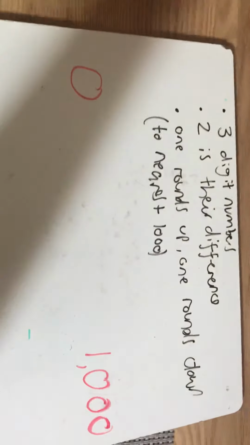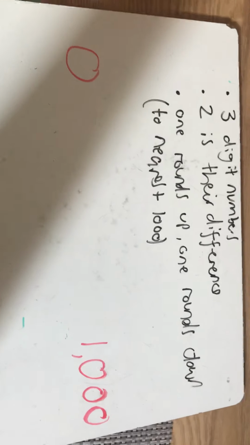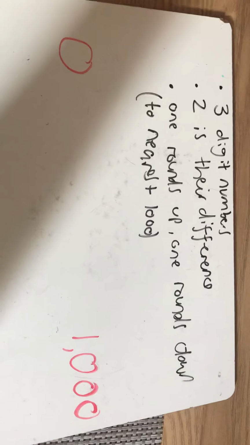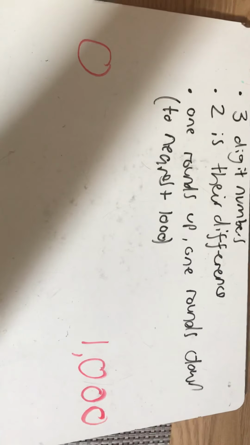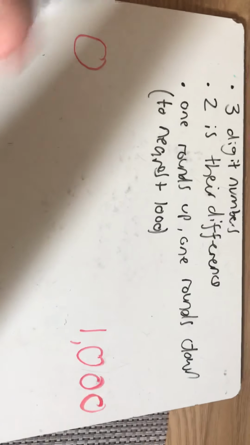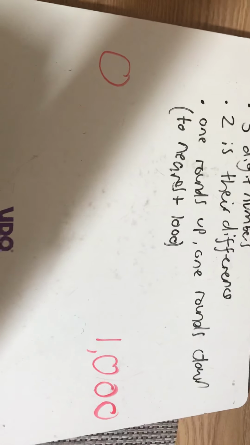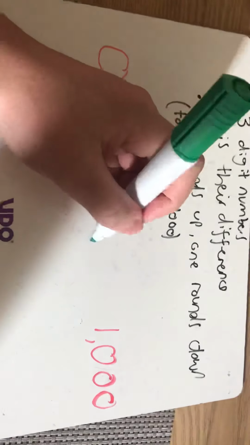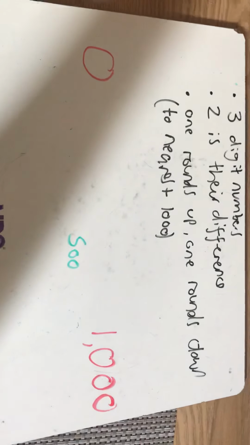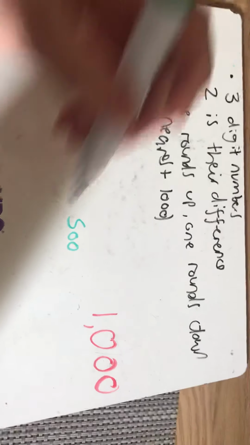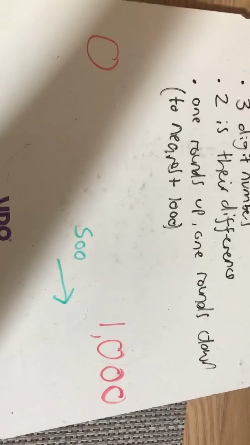So I need to think of numbers that are very close together, but one does round up and one does round down. So it's going to be somewhere quite near the middle. In the middle of these numbers is what? Good, hope you thought of 500 there. Now, would 500 round up or down? Good, it would round up. So 500 would round up.